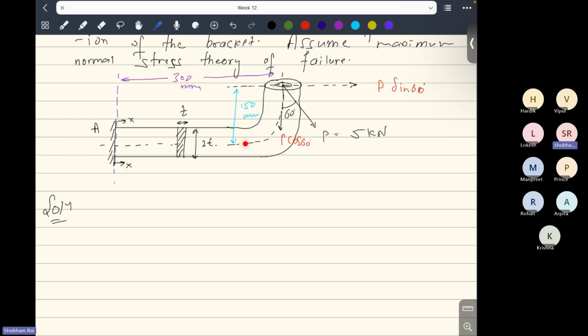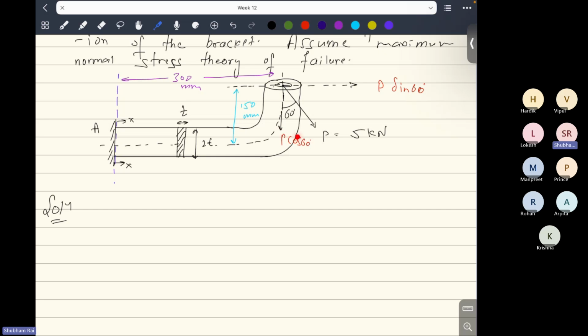There will be some bending moment and axial force here, and some axial force due to this P sine 60 degree. When you draw the equilibrium free body diagram, this axial force will get translated here as well. And here there will be shear force as well, which will be present in the free body diagram. But we are not interested in shear force because we have to apply maximum normal stress theory. So the maximum normal stress we will get at this point.